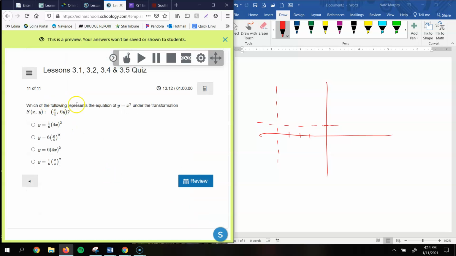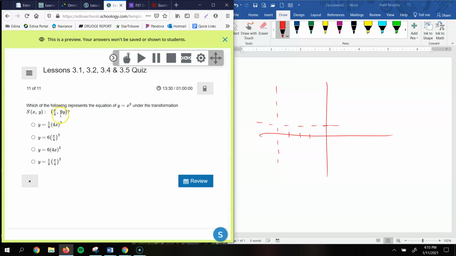Lastly, with this one, it says, which of the following represents the equation y equals x squared under the transformation? This is saying that we have a scale change, so this is a rule for a scale change, where we have x divided by 4 and 6 times y. So this means that the graph is going to be 1/4 the size horizontally and 6 times the size vertically.